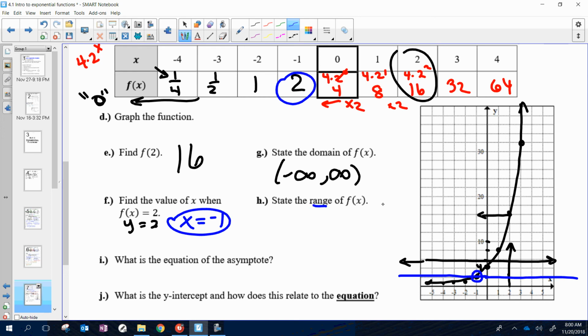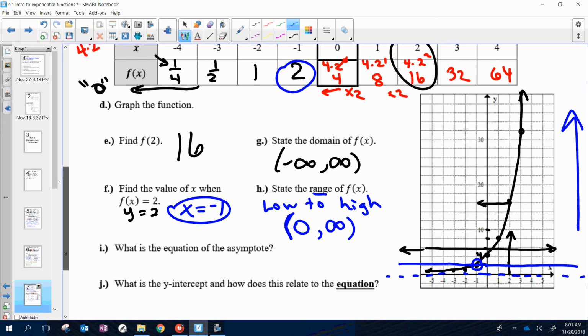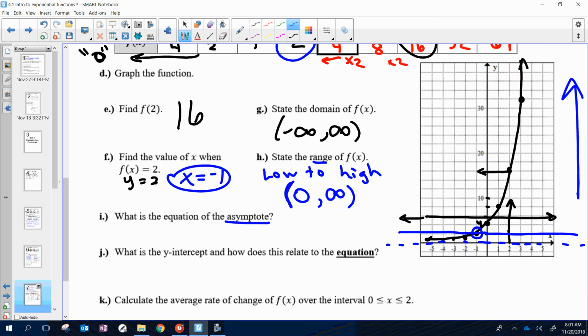State the range, that's the low to high values. So my lowest value is this line at 0 that it never touches. Never touches means use a parenthesis, and it shoots up to infinity. So 0 to infinity. What's the equation of the asymptote? That's this dotted line it never touches. It's the x-axis, and that's always where y equals 0. So the equation is y equals 0.